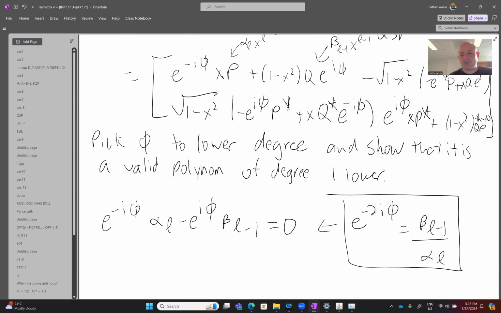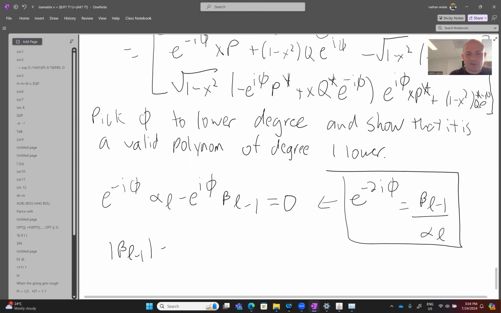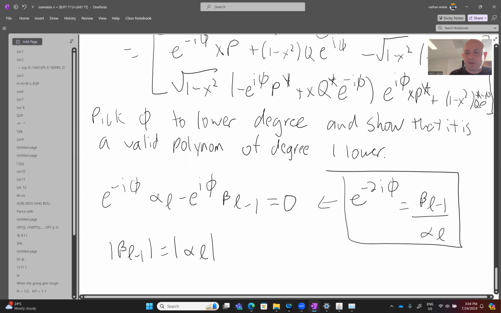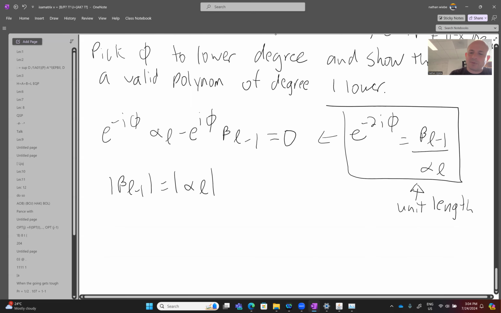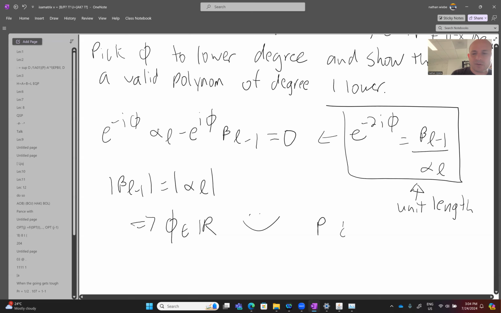Now, why do we know that this is true? Well, we know from our previous discussion that beta L minus 1 is equal to the absolute value of alpha L. Therefore, this is unit length. And because it's unit length, this implies that phi is real valued. That satisfies this, which is happy because that means we can always pick a phi that will lower the degree down by 1. Doing the exact same thing, this means p is lowered by 1 degree.